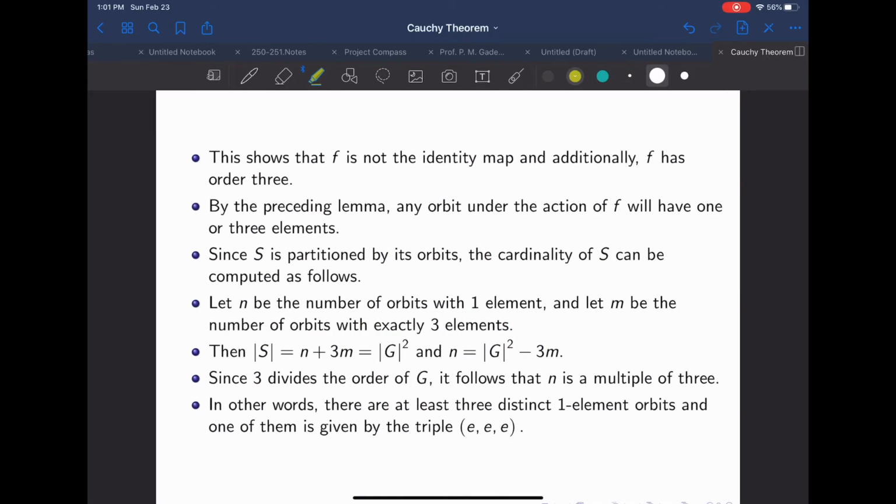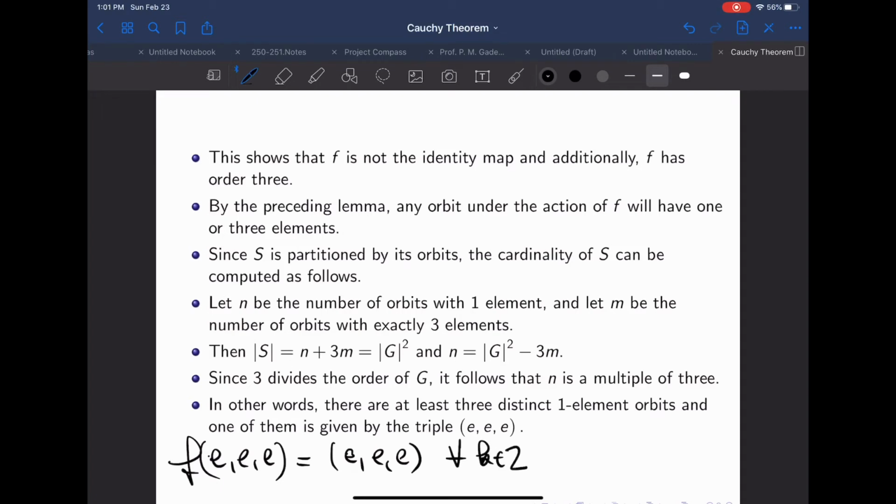And this means that there are at least 3 distinct one-element orbits, and one of them is given by the triple E, E, E. For sure. Why? Because the orbit of this element is always the set containing just itself, right? Because no matter if I start with E, E, E and I apply f, I'm always going to get E, E, E. And generally for any integer k, f to the k of E, E, E is always going to be E, E, E. Okay. But there are other elements, because we saw that n must be a multiple of 3.